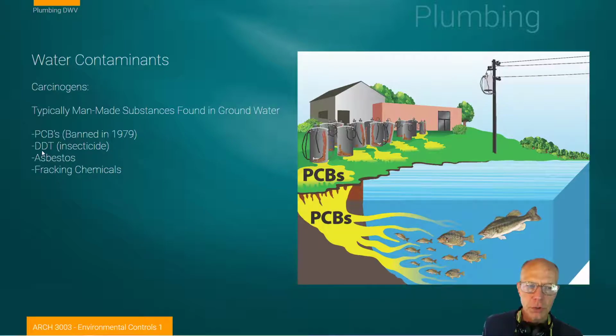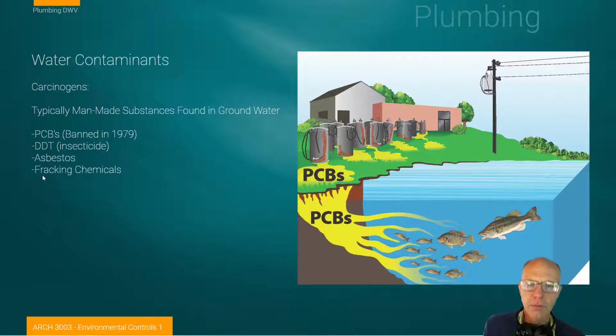DDTs are still used, but they're much more controlled. But they were affecting groundwater. One of the biggest negative effects of DDT was in the inability of bird nesting eggs to form hardness to them, causing major disruptions in our natural ecological systems. Asbestos, a fibrous material, a known carcinogen, lung cancer.